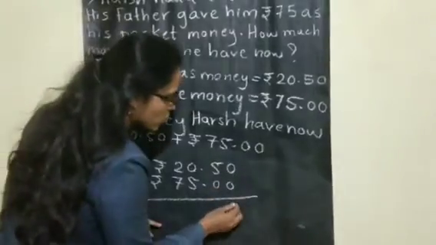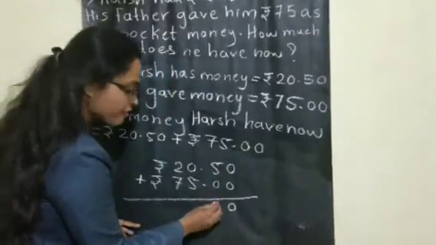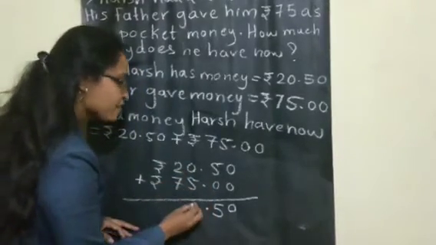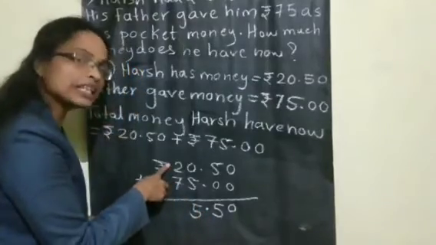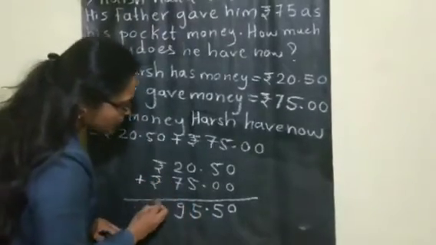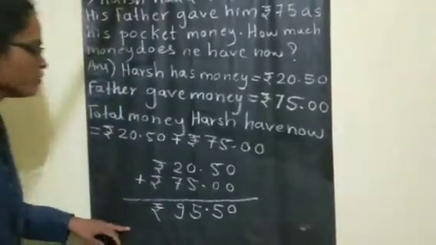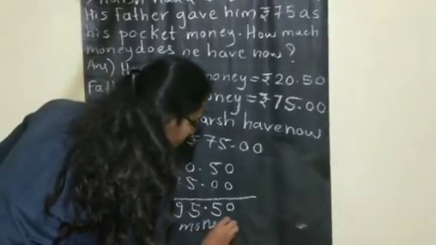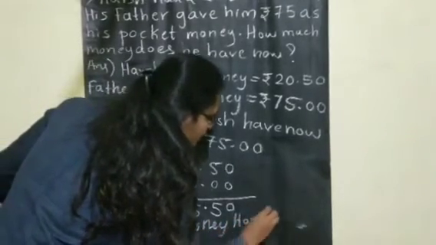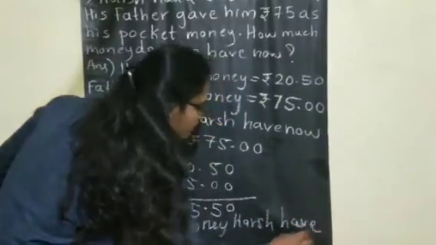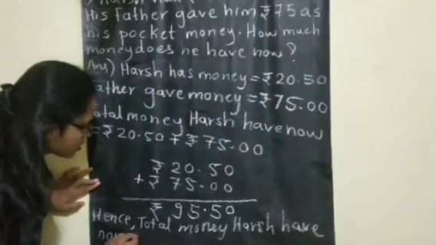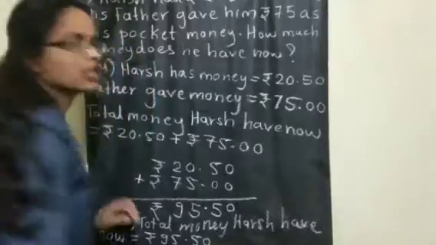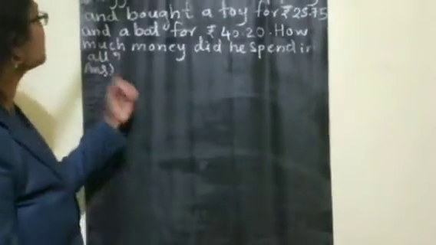So now 0 plus 0, 0. 5 plus 0, 5. Give the dot as it is. Now again 0 plus 5, 5, and 7 plus 2, 9. And write the rupee symbol as it is. So now we can write in the form of hence. Harsh has now is equal to rupees 95.50. Okay children.